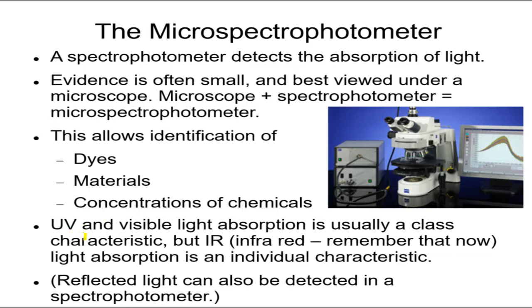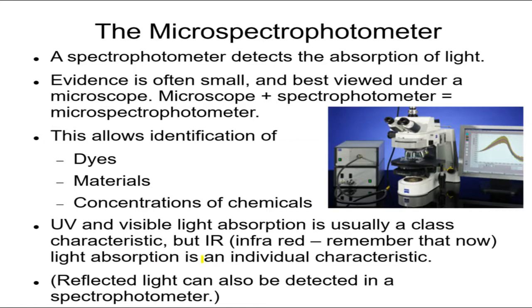Usually this UV, that's ultraviolet and visible light, is a class characteristic, meaning you can tell what kind of thing it is. It doesn't tell you exactly what it is. It tells you a class of materials that it is, or a class of dyes that it is.